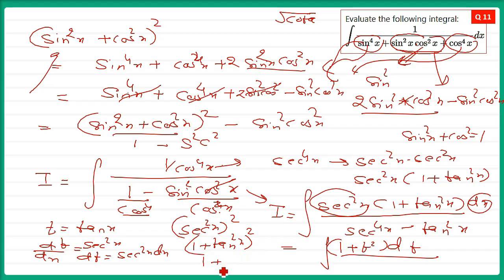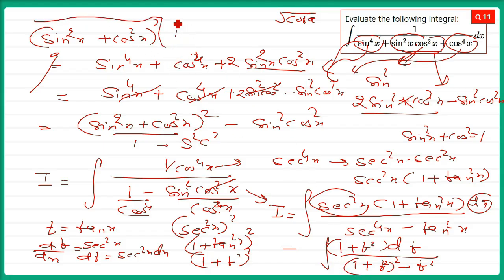So 1 plus tan square x whole square, and tan can be written as t, that is, t is tan x we have taken. So now this sec raised 4x can be written as 1 plus t square whole square, minus t square, because tan square is already there. Now let me just open this up and resolve the denominator. I'm just doing the denominator right now.